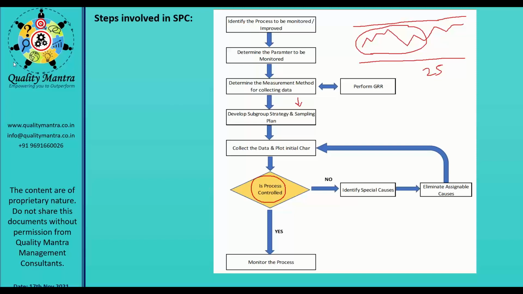So if there are only common causes, it will be in control, right? If there are only common causes, then it is in control. If there are any special causes, it means the process is not in a state of statistical control. The process is not predictable. When there is a special cause present, it will not be predictable.